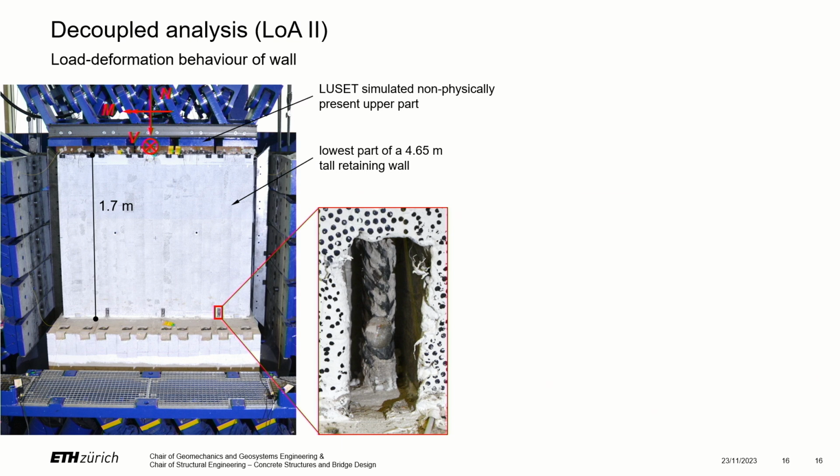So to verify these theoretical findings, we conducted large-scale experiments on retaining wall segments. These retaining wall segments were 1.7 meter high and 2 meter wide and were standing on a footing. And they represented the lowest part of a 4.7 meter high retaining wall. And our testing machine then here simulated the non-physically present upper part of this wall. And the specimens then had a different number of reinforcing bars which were damaged to simulate the effect of corrosion.